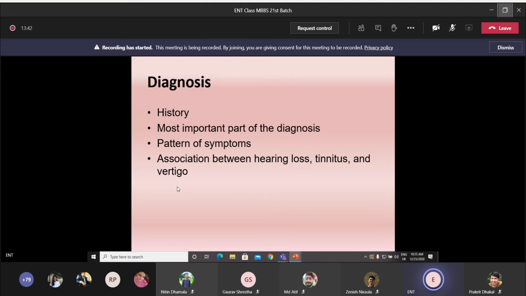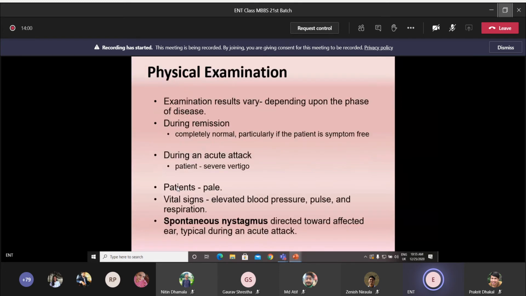Then you need to look at the symptoms, and if there's hearing loss, tinnitus, and vertigo, all three components present, then you can go on to your diagnosis. Now, when you examine this patient, what happens here? It depends on the phase of the disease. Sometimes you may not even find anything, even if the patient has Meniere's disease, but when the patient comes with an acute attack, then the patient is really not well.